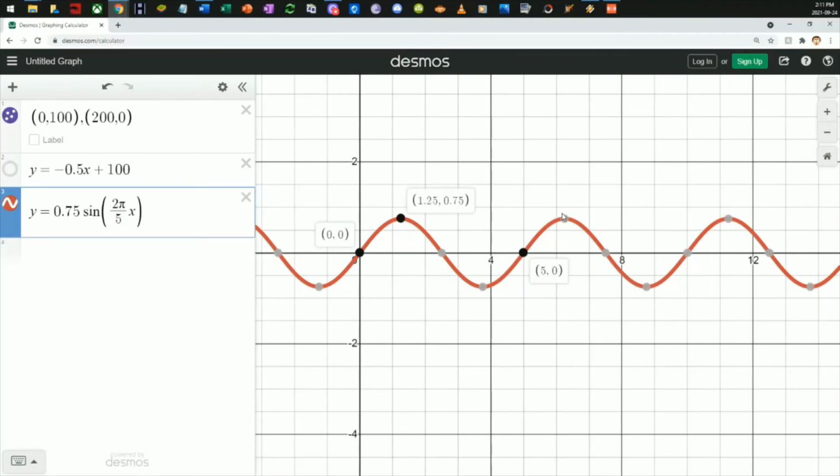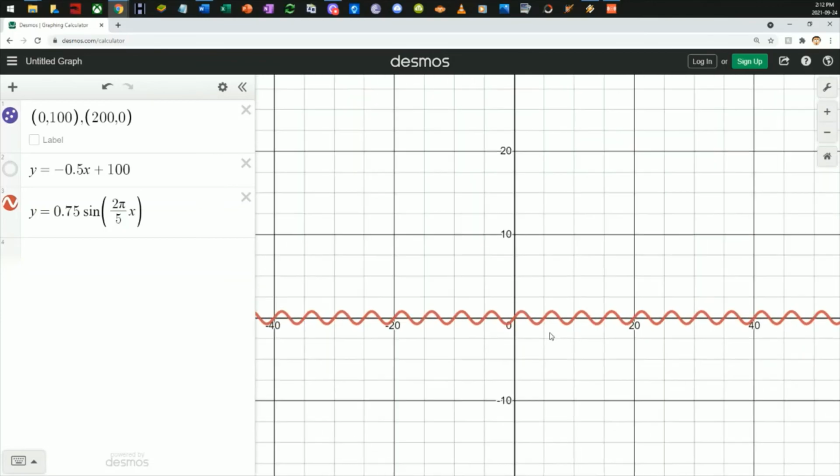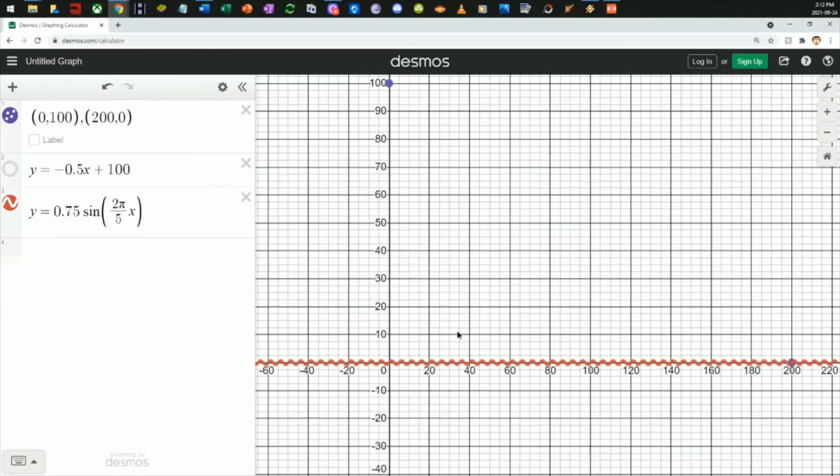This goes from 1.25 to 6.25. That goes from 3.75 to, should be 8.75. And yeah, it all works. Okay, so we've modeled the actual mogul part. Now all we have to do is put these together and see what our hill's going to look like.